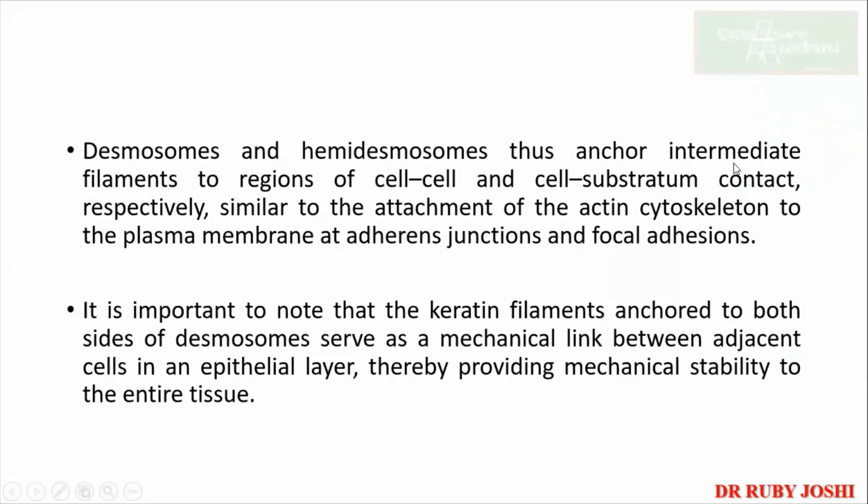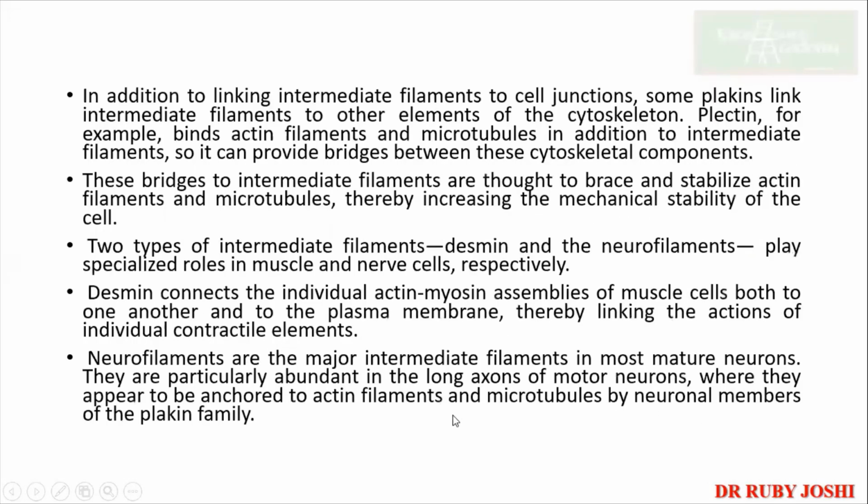Okay, so desmosomes and hemidesmosomes thus anchor intermediate filaments to the regions of cell to cell as well as cell to substratum contact, similar to the attachment of the actin cytoskeleton to the plasma membrane at adherens junctions and the focal adhesions. Remember, we talked about the adherens junctions and the focal adhesions. It is important to note that keratin filaments anchored to both sides of a desmosome serve as a mechanical link between adjacent cells in an epithelial layer, providing mechanical stability to the entire tissue. This is the same thing which we have covered, just a little more about the proteins.